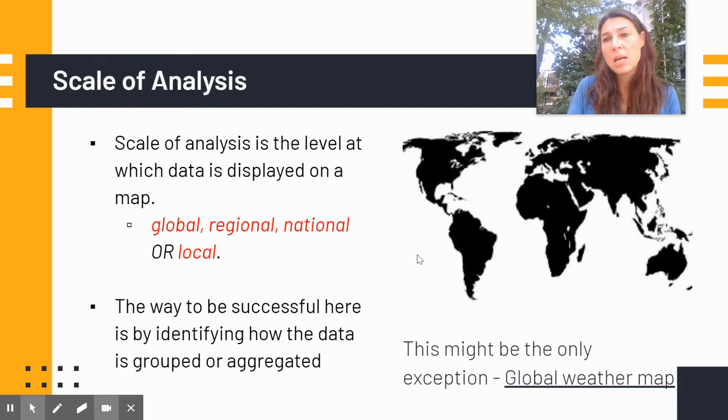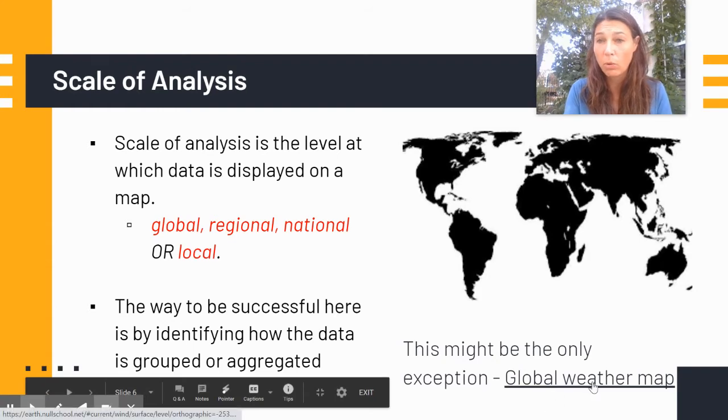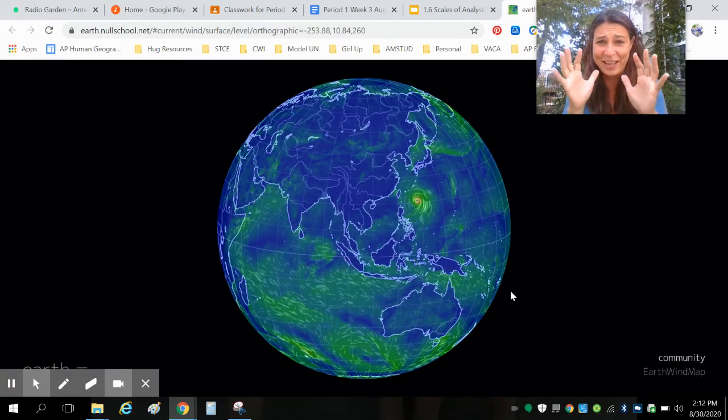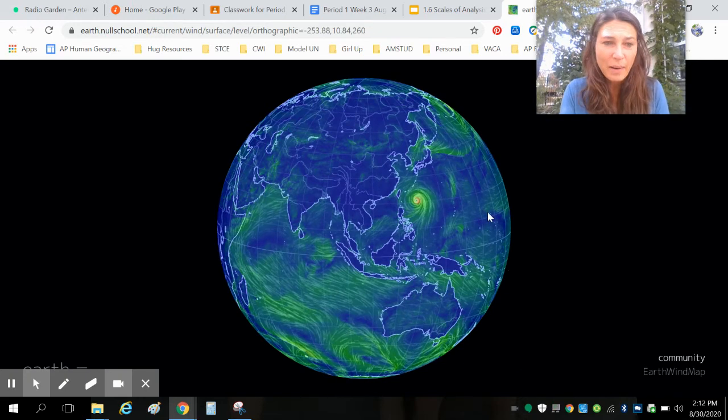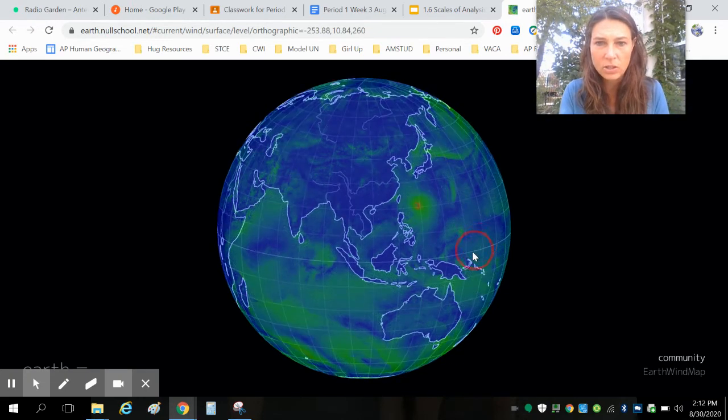Now, there's some conversations in the AP community that perhaps the best example of global scale of analysis might be something like a global weather map. So I'm going to pull this up so you can see what I'm talking about here. It's actually kind of a really cool map. I spent a lot of time just kind of looking at it. So this comes from, well, you can research on your own, not going to take too much time.